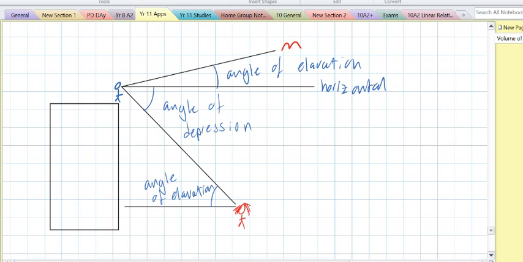Yeah, it's worth drawing. Or if you'd rather write your own definition for it, that's fine, as long as you know the difference between an angle of elevation and an angle of depression. And generally, when you're given the problems, they won't be given with a picture. You'll be expected to draw that picture.